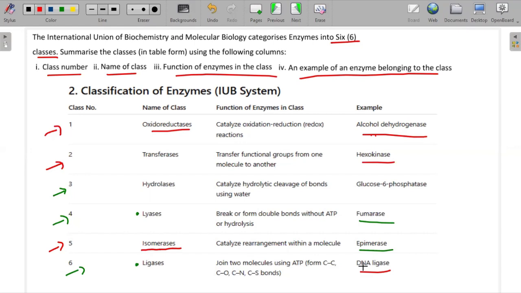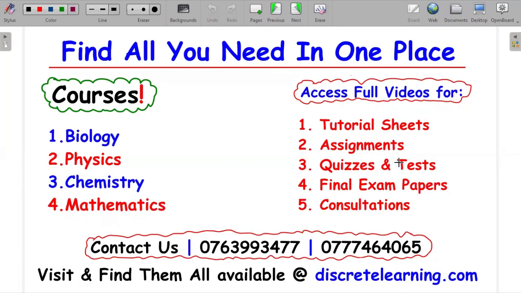So ligases join two molecules using ATP, but the lyases break the bonds without ATP. This here is the classification of the enzyme based on the IUB system, which is the International Union of Biochemistry and Molecular Biology.